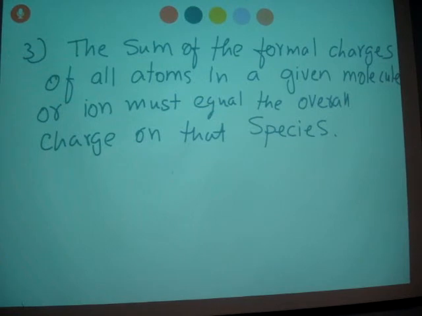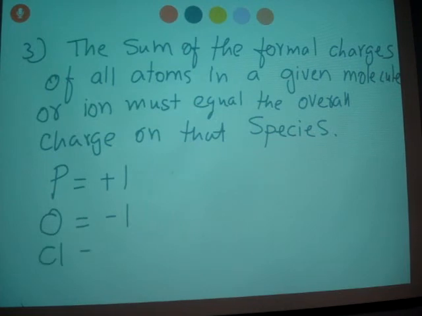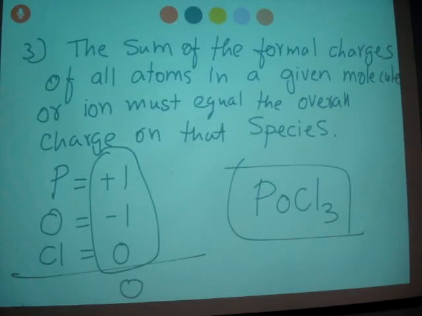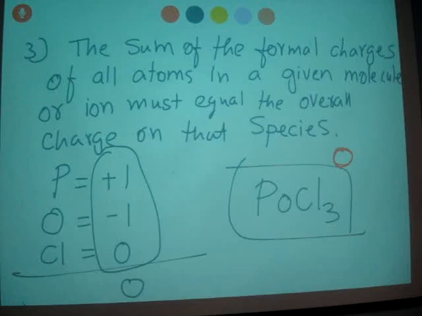So what we do is add the sum of all. We calculated +1 for phosphorus, -1 for oxygen, and 0 for chlorine. When we add the charges, you get 0. That tells you that POCl3 has 0 charge overall. When you add all the formal charges on the atoms, you get the overall charge on that molecule.